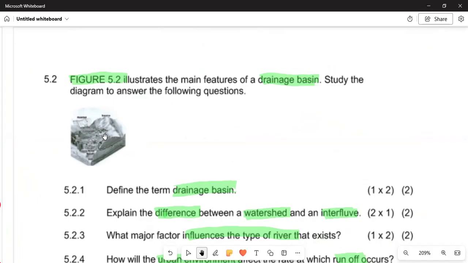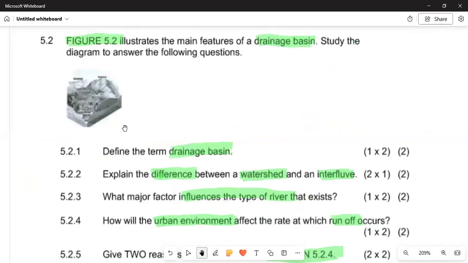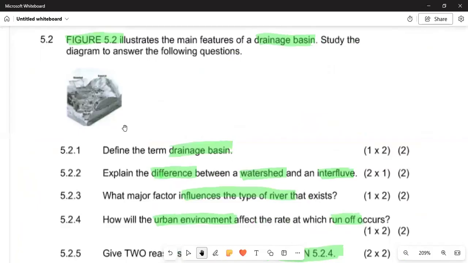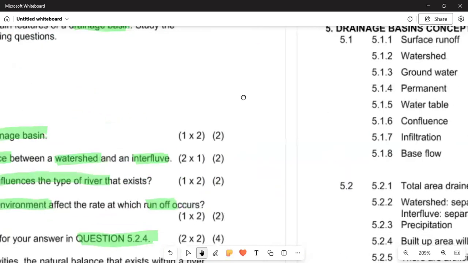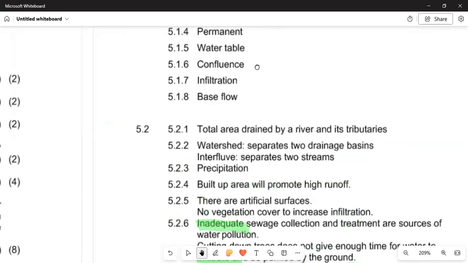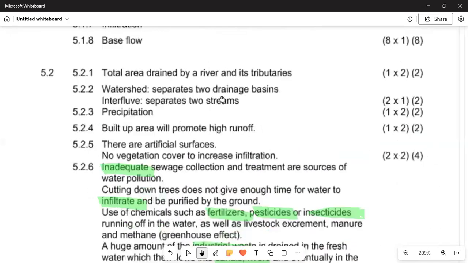But when we are moving to the question in 5.2.1, they say define the term drainage basin. Can you remember it? Yes, I hope you can remember it. What is a drainage basin? For 2 marks. Then we need also to give our answer. So a drainage basin in 5.2.1 is a total area drained by a river and its tributaries.